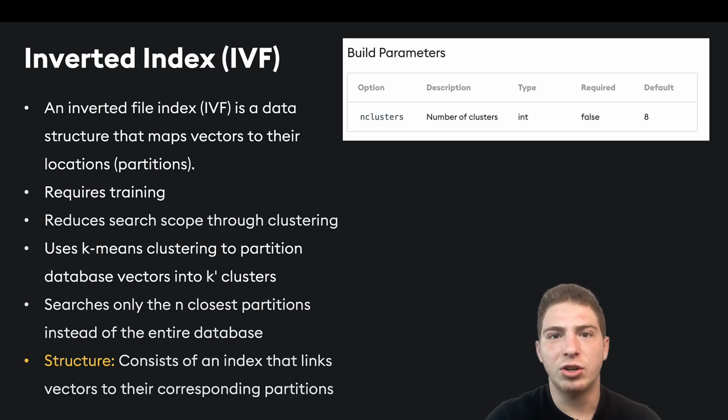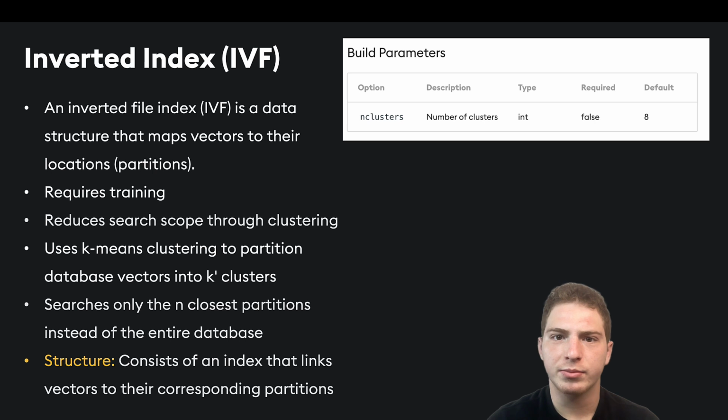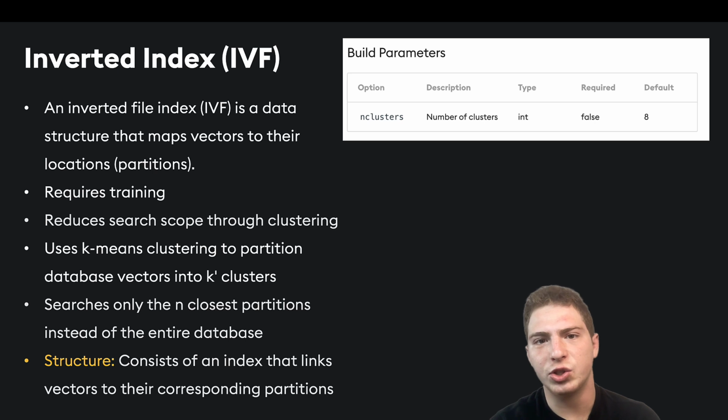And in terms of its structure, it consists of an index that links vectors to their corresponding partitions. That's why it's called an inverted file index. And this is extremely efficient because we're not actually searching every single vector, we're only searching these partitions. And this is an order of magnitude faster.